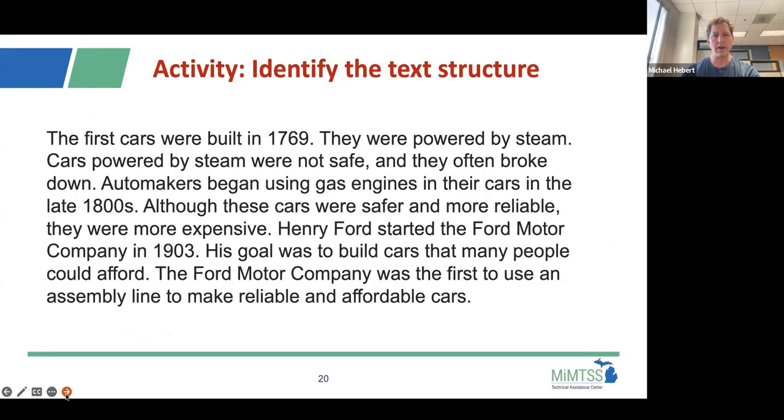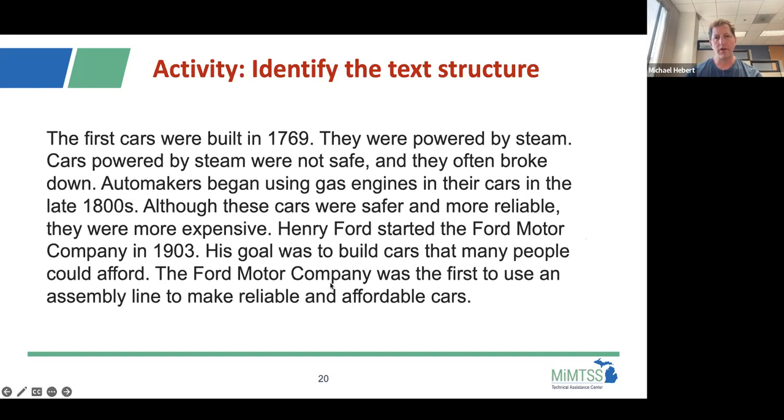So what I'd like you to do is go ahead and read this text, and look for signal words. Then identify the text structure, and not only that, but tell me what signal words you saw that helped you identify the text structure. So what are your thoughts? What text structure do you see represented here? Kate says possibly sequence. Emily says sequence because of dates.